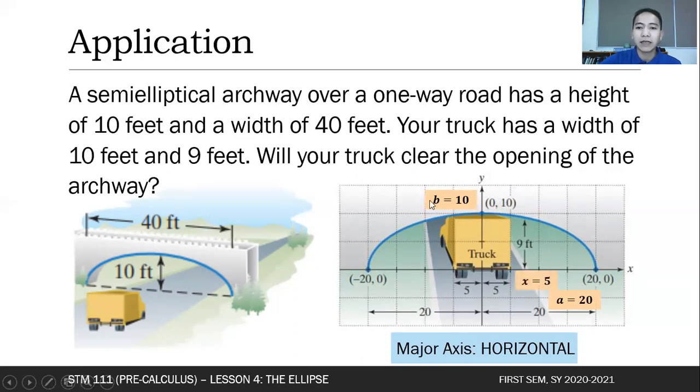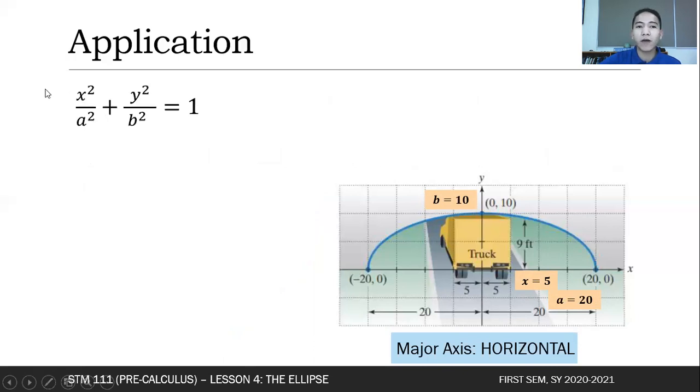So using these values, gagamitin natin siya sa standard equation ng ellipse na horizontal, center at origin para ma-solve natin yung problem. So this is our formula for the standard equation of the ellipse whose center is at the origin. So we have X is 5, A is 20, B is 10. Substitute, and you'll have this one. Simplify, 5 squared is 25. This is 400. This is 100.